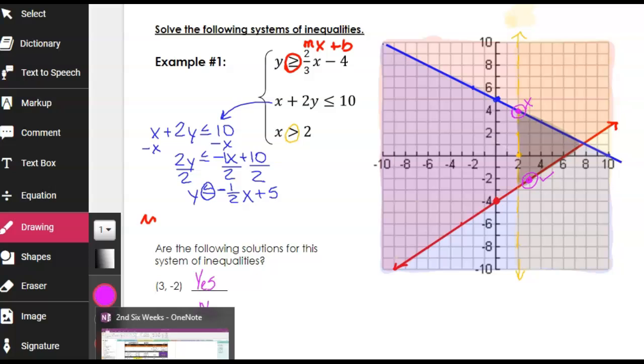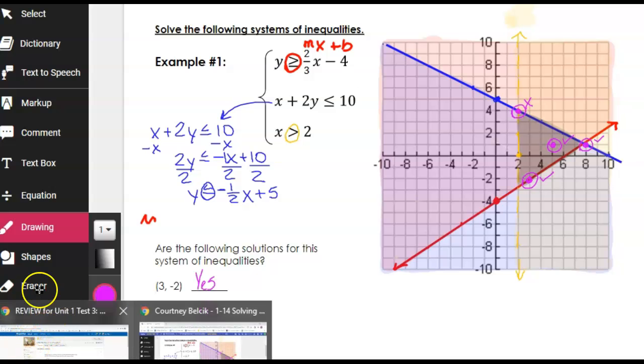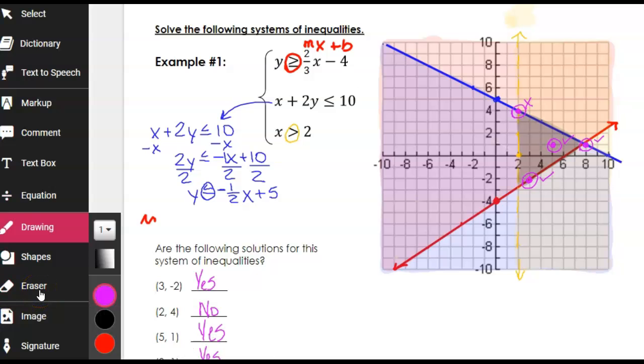The point (5, 1) is right here. That falls right in the middle of our shaded area, so yes. And finally, the point (8, 1) falls right here. That is on a solid red line, a solid blue line, and it's in the yellow shaded area. So that is a solution to my system. Okay, I'm going to go ahead and scroll to my next example.